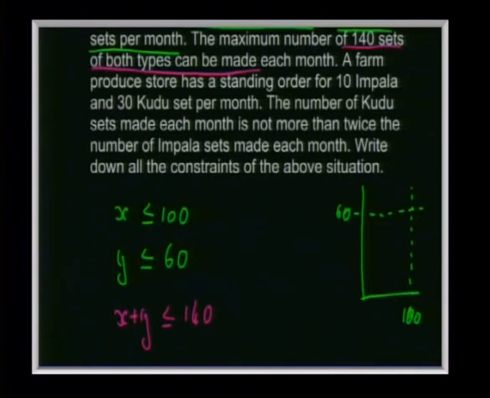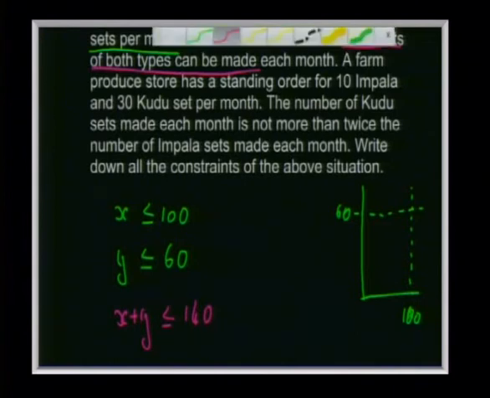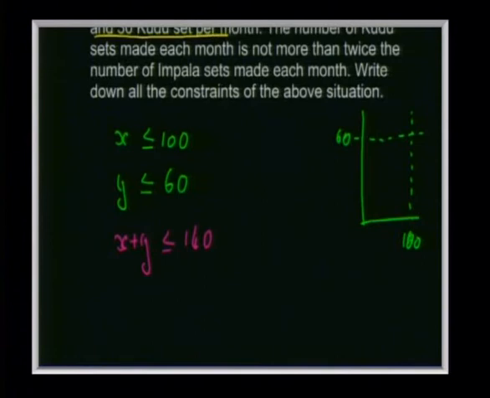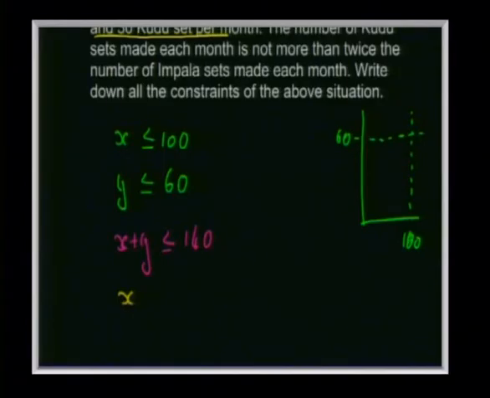A farm produce store, possibly one of those great ones in the Lowveld, has a standing order for 10 Impala and 30 kudu sets per month. Now, a standing order means that the factory has to provide that every month, at least that. It's a standing order. We want 10 and 30. So we know that X is going to have to be bigger than or equal to 10, and Y is going to have to be bigger than or equal to 30. A standing order means it happens every single month.